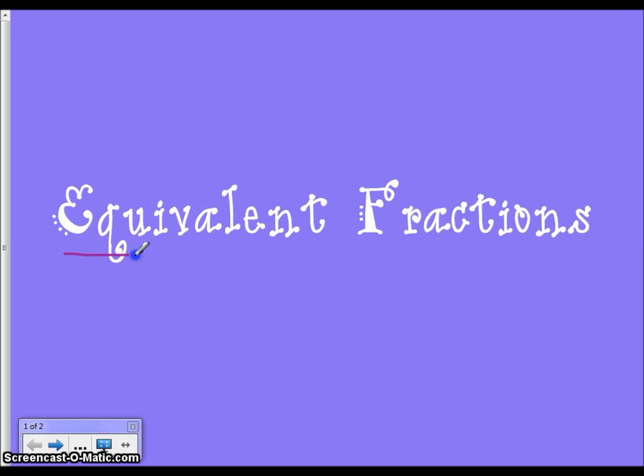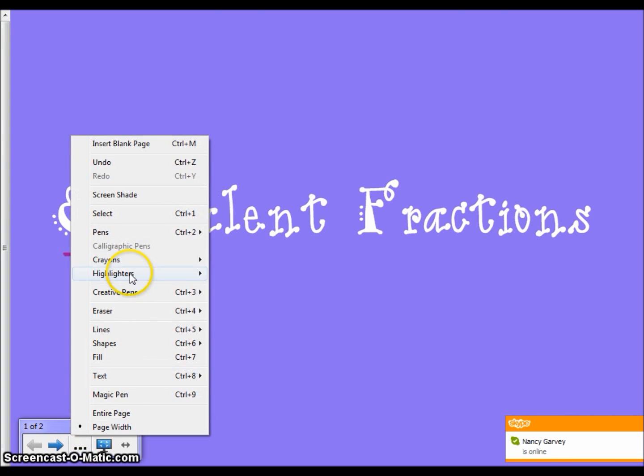I notice the prefix on the word equivalent, EQU, and that reminds me of another word, the word equal. Equivalent fractions are just fractions that are equal. Although they may not use the same numbers in the numerator and the denominator, they actually represent the same things.